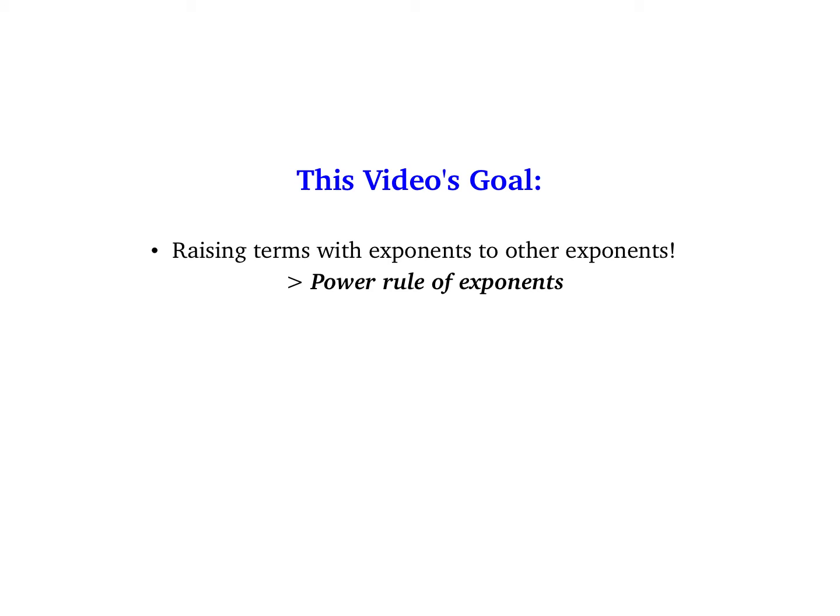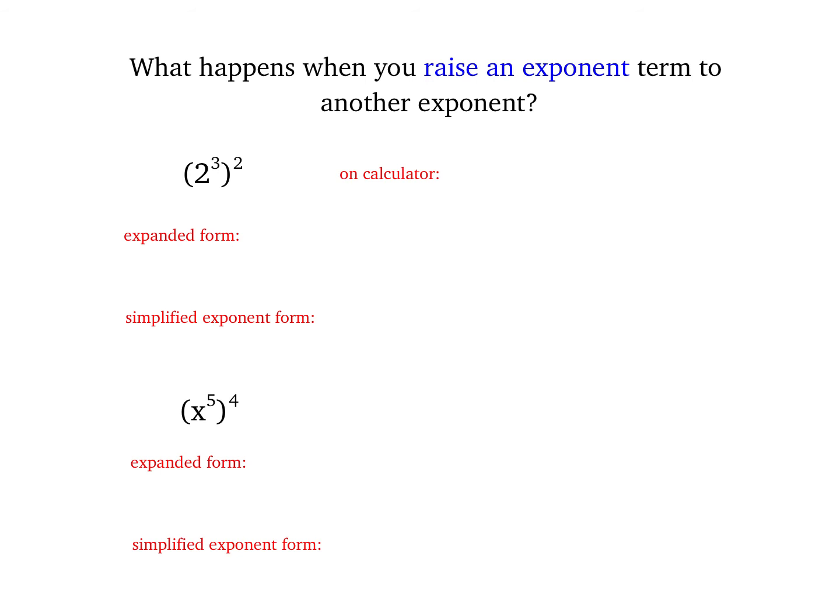In this video, we'll look at what it means to raise a term with an exponent to an additional exponent, and that's called the power rule of exponents. So taking something with an exponent and raising it to another exponent would look something like this first example, where I have 2 to the third power that I am then taking to an additional exponent.